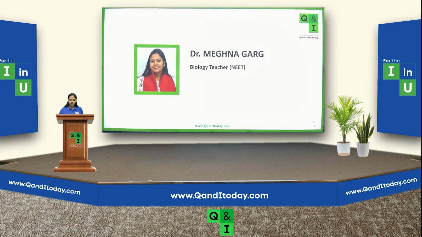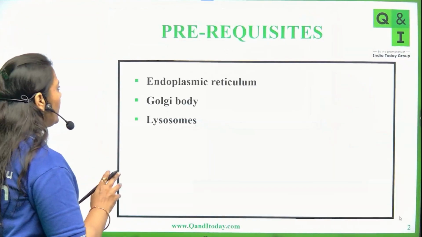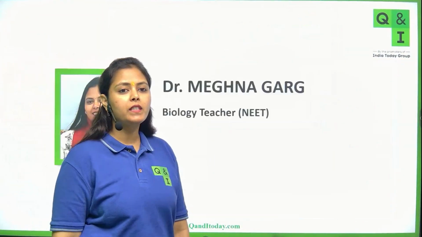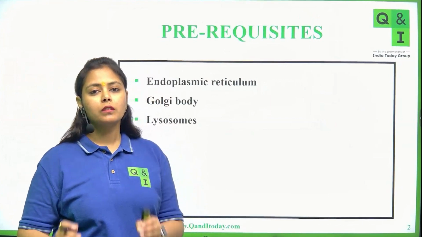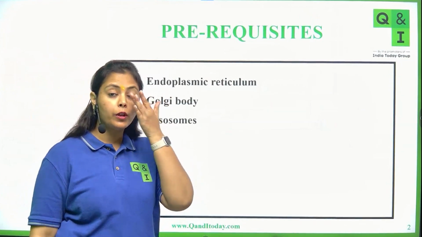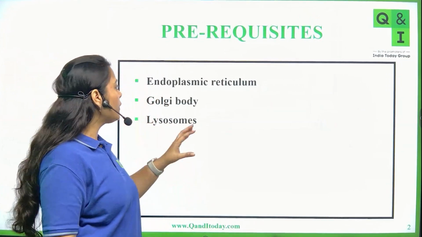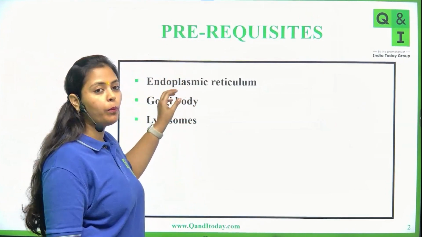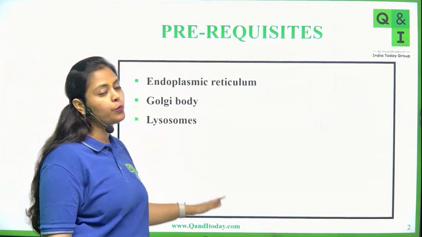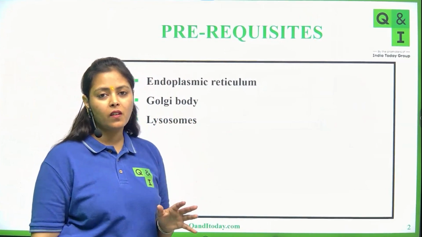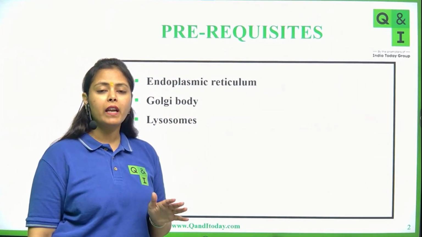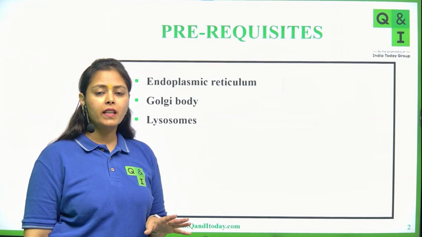So now we are quickly moving ahead with the chapter, the fundamental unit of life. The prerequisites for the topic we are going to cover today are that you should now be thorough with endoplasmic reticulum, Golgi bodies and lysosomes. I think in yesterday's class all these three cell organelles were clear to you. Do you have any doubts? Any doubts, anyone?